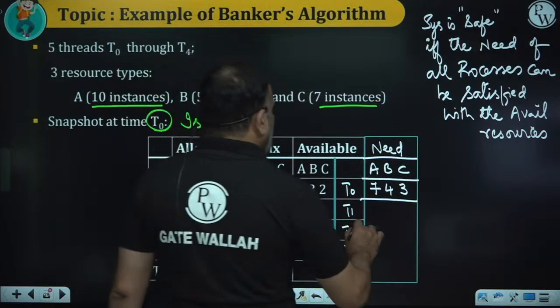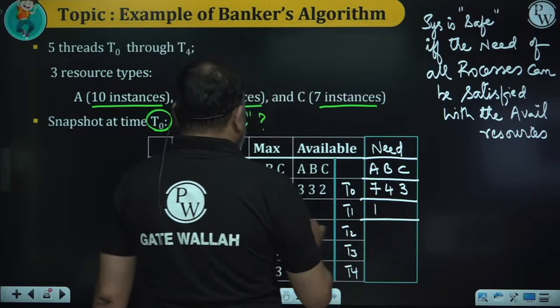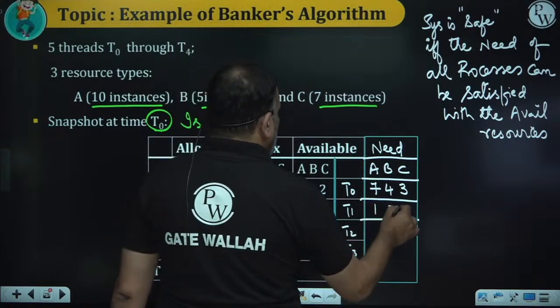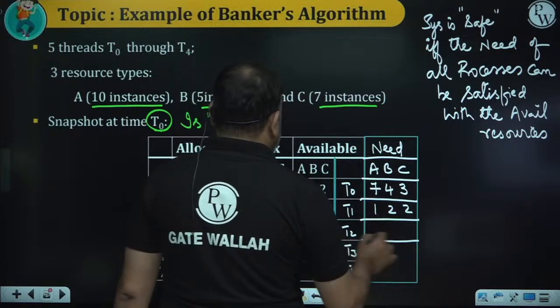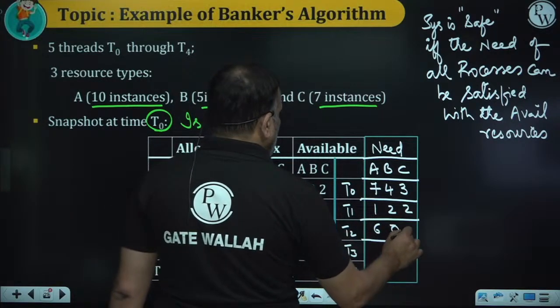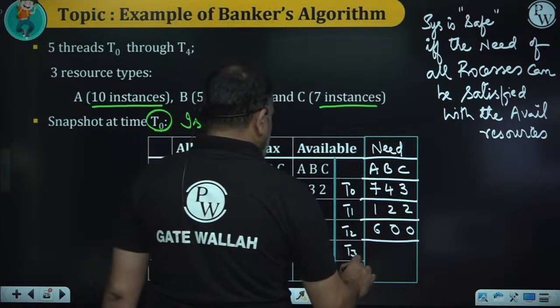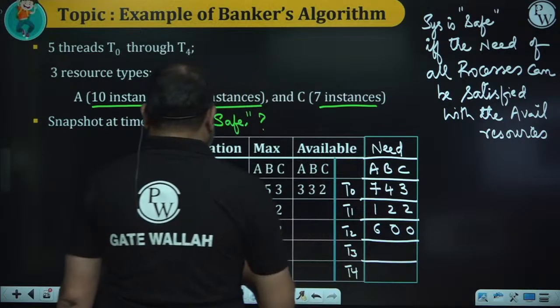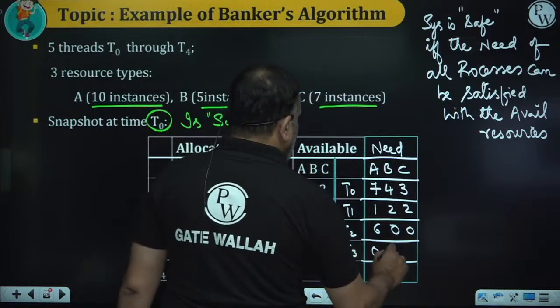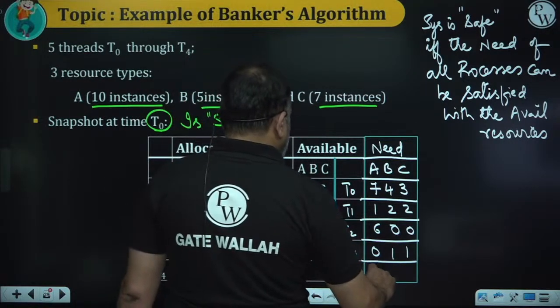फिर उसके बाद T1 की नीड क्या है? T1 की नीड है देखिएगा 3 minus 2 is 1, 2 minus 0 is 2 and 2. T2 की नीड क्या है? 9 minus 3 is 6, 0, 0. चलिए T3, 0 1 1. देन T4, 4 3 1.